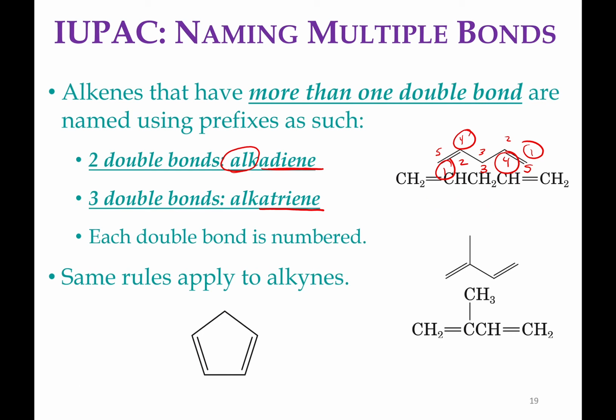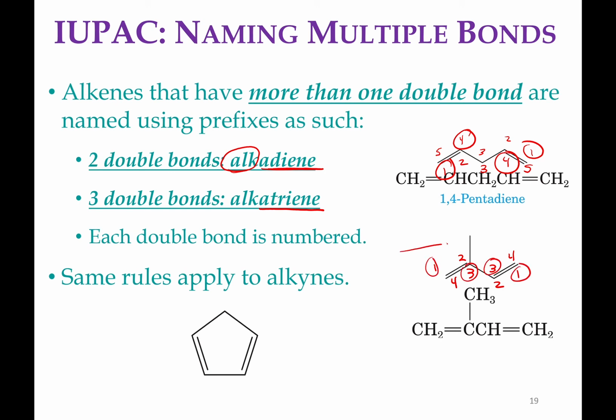I think I have this in there if I just click. Yeah, okay. So 1,4-pentadiene. All right. If we look here, I have 1, 2, 3, 4, or 1, 2, 3, 4. My double bonds, no matter what, are at 1 and 3. 1 and 3, or 1 and 3.